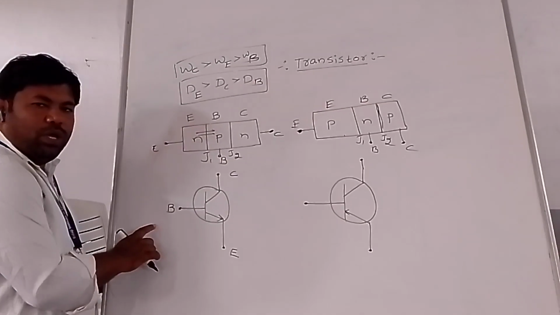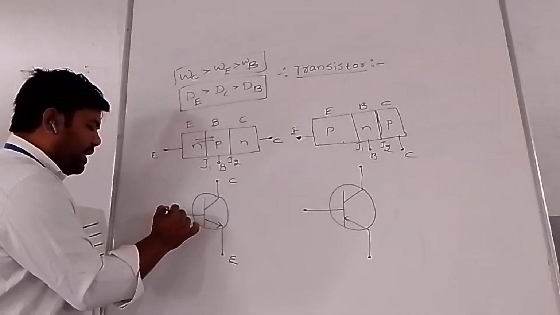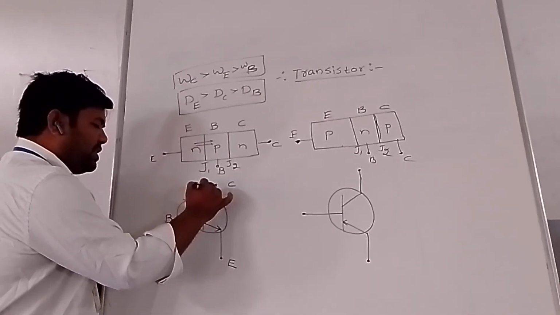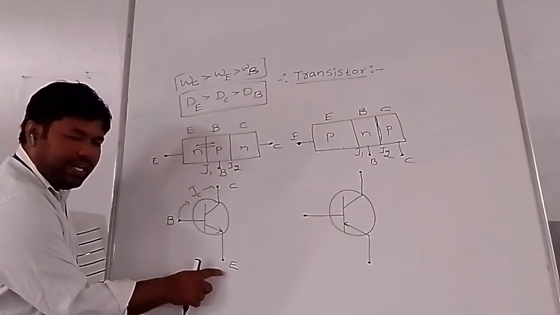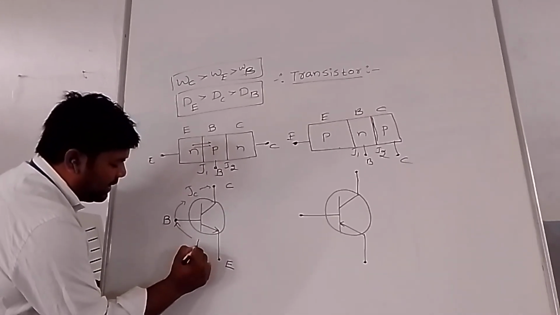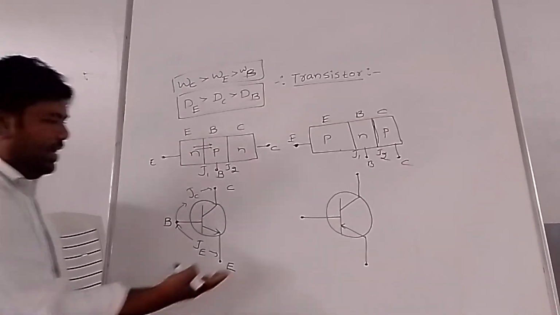Okay, so now the junction between base and collector, we can call it junction JC. The connection between base and emitter, we can call it a junction JE. In the same way, this is also the same.